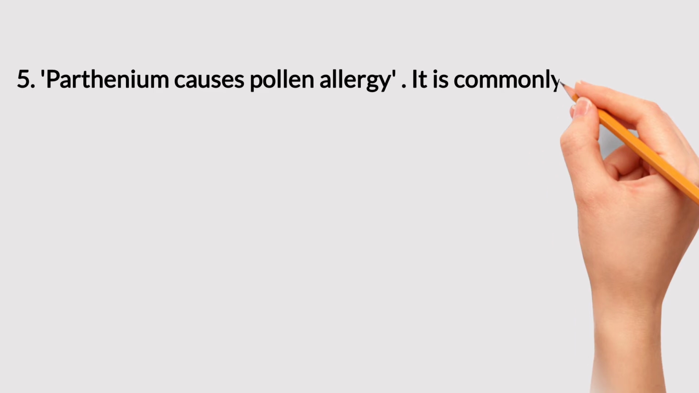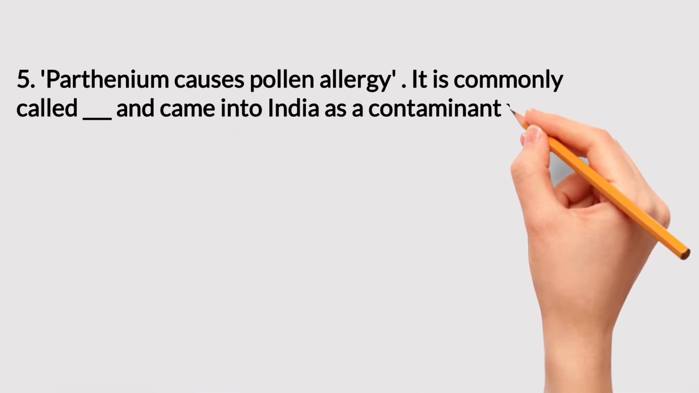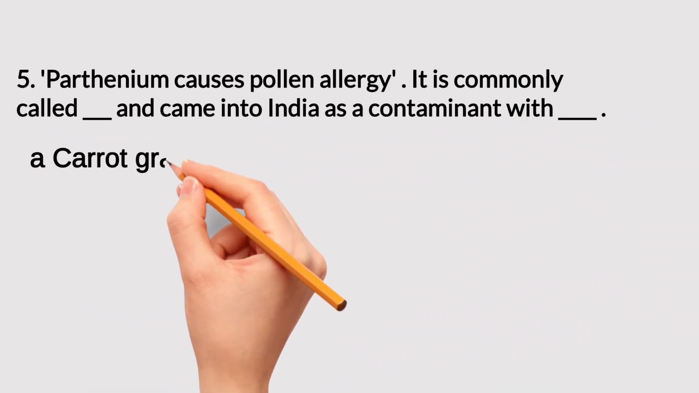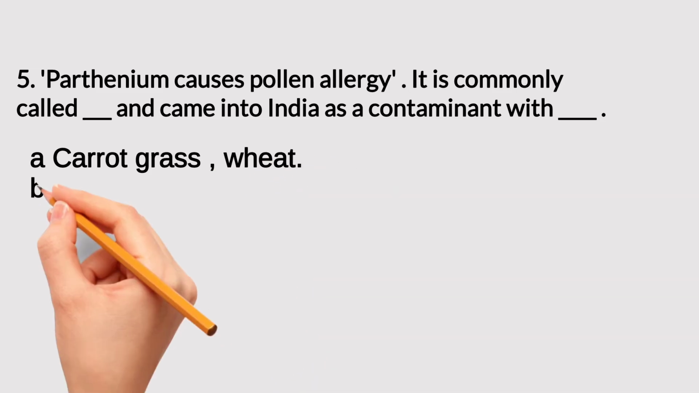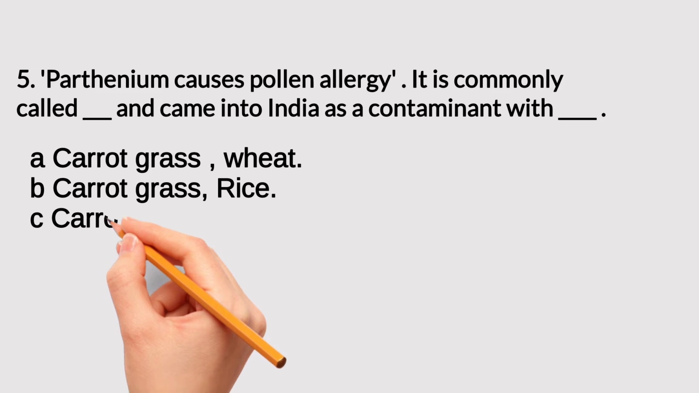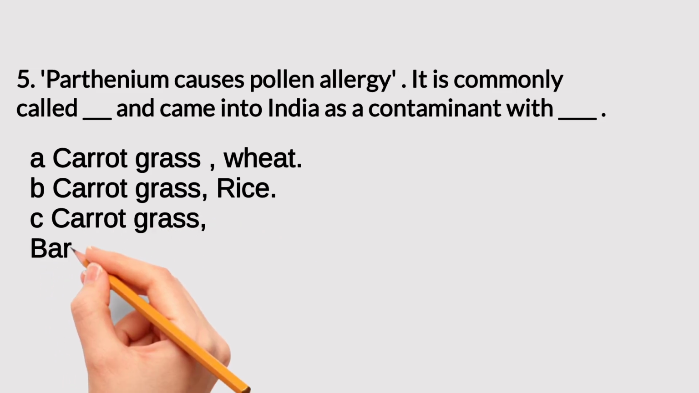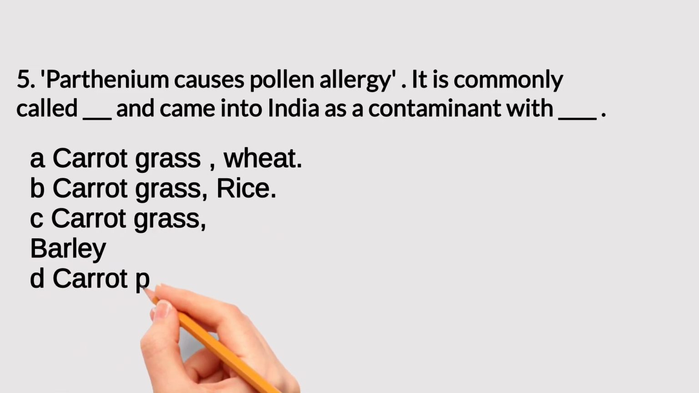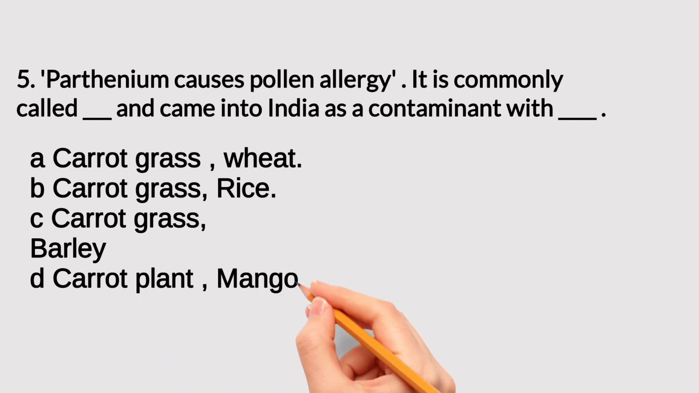Parthenium causes pollen allergy. It is commonly called dash and came to India as a contaminant with dash. Option A, carrot grass and wheat. Option B, carrot grass and rice. Option C, carrot grass and barley. And option D, carrot plant and mango.